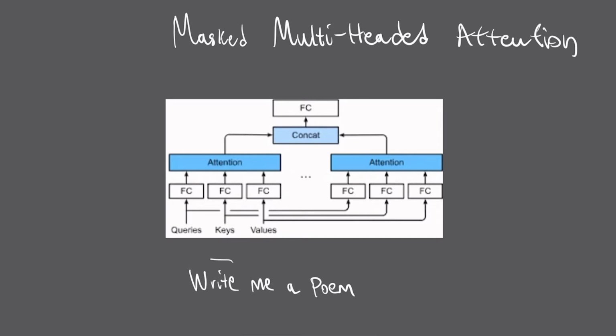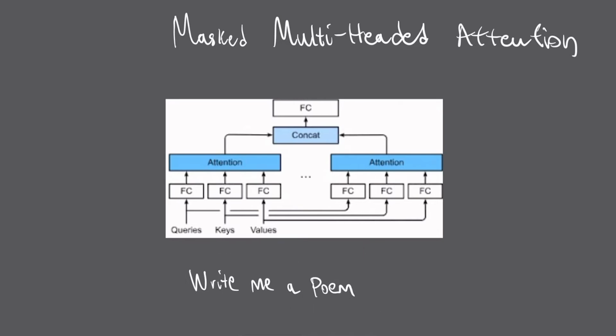The first one is that given write, me comes next. The next one is that given write me, a should come next. And finally, the model sees that given write me a, poem should come next. But the masked part means that when the model is making its next token prediction, given all the tokens before it, it doesn't get to see what comes next. So if the model was tasked with predicting poem and had the context write me a, in our code, in our tensors or matrices, we would mask out the word poem so that the model cannot see the answer before it has made its prediction.